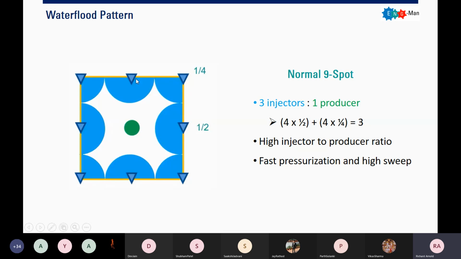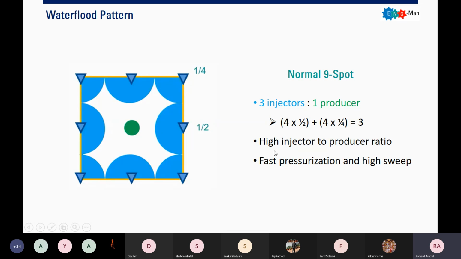This injector only gives you half of the cumulative injection for this particular pattern. And this one will give you a quarter of the cumulative injection, represented by a quarter of a circle. So ultimately it will give you 4 times half and 4 times a quarter, which is 3. So it is 3 injectors with only 1 producer.